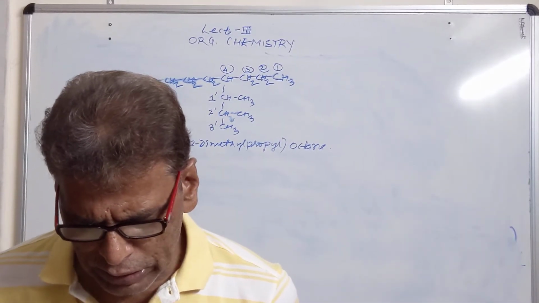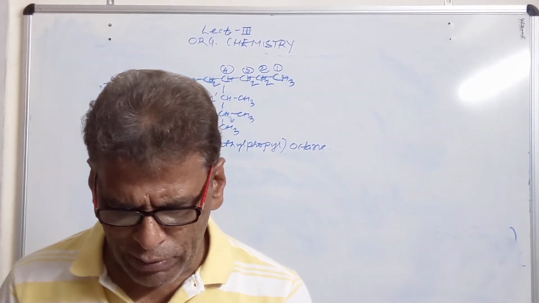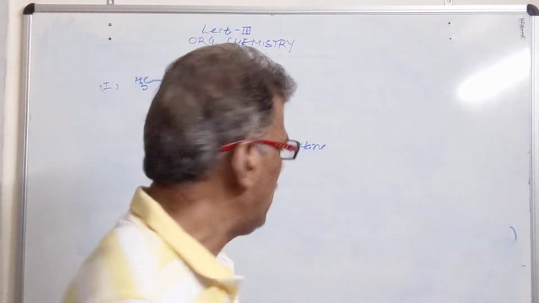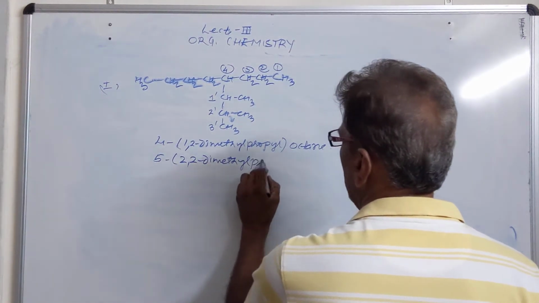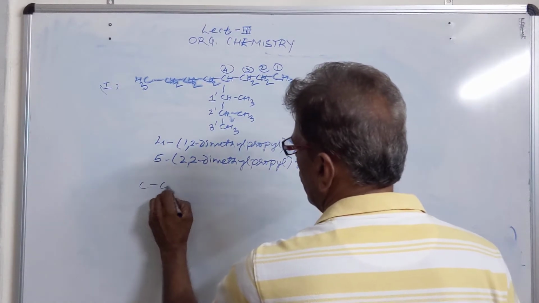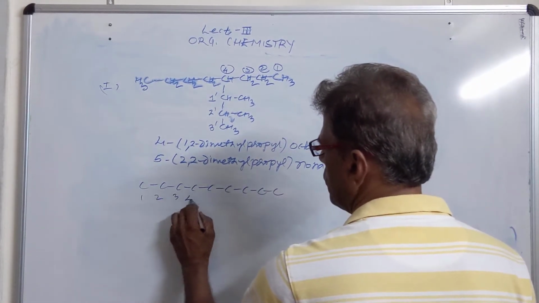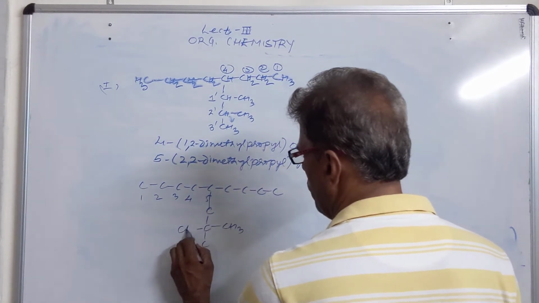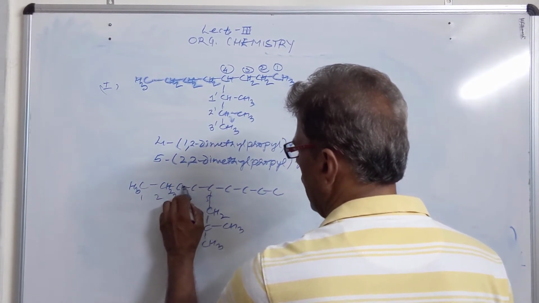Then we have another system. Let us write the structure from the name now. We have 5, 1, 2 dimethyl propyl octane. This is the compound. Then we have 5, 2, 2 dimethyl propyl nonane. So it is 9 carbon system. 3, 4, 5, 6, 7, 8, 9. 5 carbon. It is given propyl, 3 carbon chain, 2, 2 dimethyl. Carbon number 2 is having 2 methyl groups. Now let us complete valency, 4 valency of each carbon.